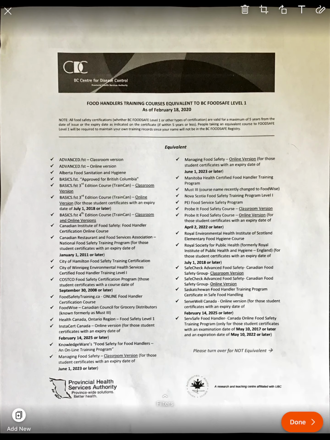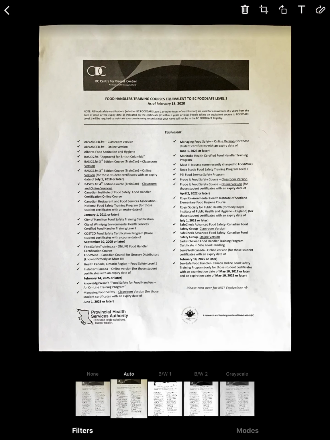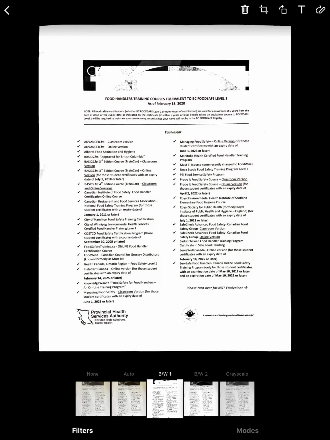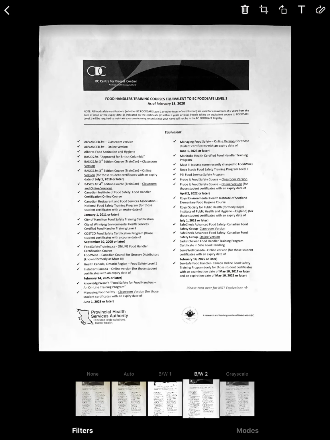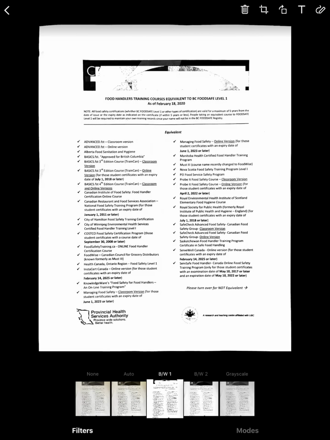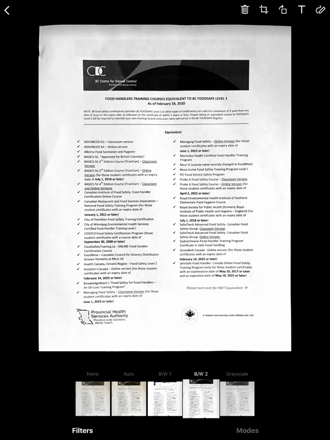Now a lot of people are submitting their documents to me like this, but it's better, it doesn't matter that much, but it's definitely better if you click on filters at the bottom and select one of the black and white or grayscale settings. I prefer the black and white version so that I can actually have an easier time reading it, and it tends to take less data on my computer. So that's a really important thing. So okay, I've selected that filter.